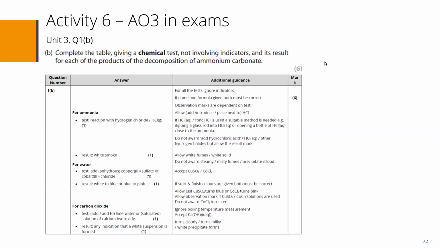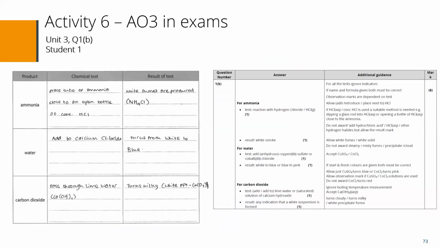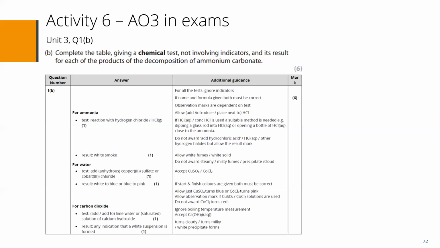Okay, here's the other question. Complete the table. You'll see what the table is on the next slide. Complete the table for a chemical test, not involving indicators, and the result of each product. The products are ammonia, water, carbon dioxide. So the test for ammonia is to test it with hydrogen chloride. And there is lots of additional guidance over there, which you can read through in a moment, because the mark scheme will be up on the slide.